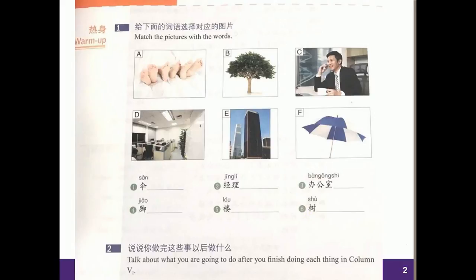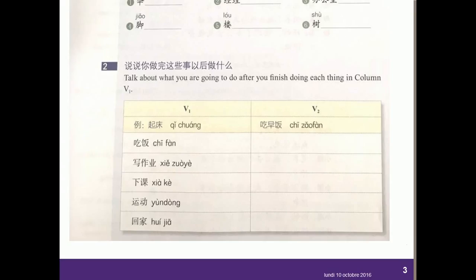Alright, this is part 1. Now, let's look at part 2. Talk about what you're going to do after you finish doing each thing in column V1. 说说你做完这些事以后做什么? The example, 例子, he gave us this.